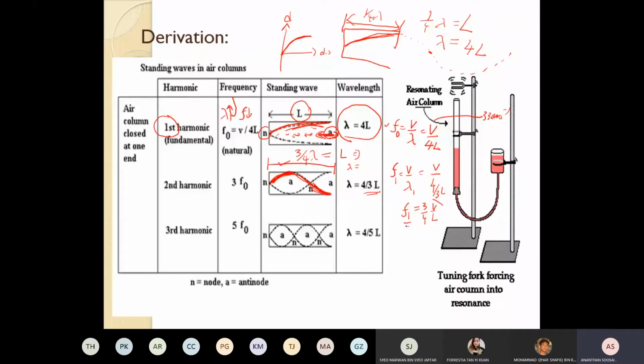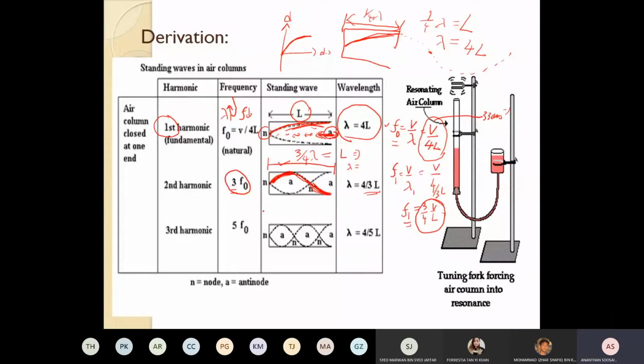This F1, how many times greater than the fundamental? Fundamental is V over 4L. F1 is 3V over 4L. How many times greater than F0? You try and see, 3V over 4L divided by V over 4L, you get 3F0. So this new frequency is 3 times greater than the fundamental.